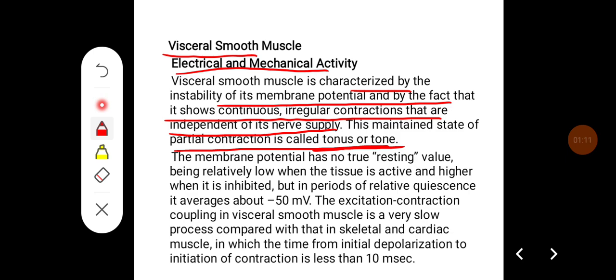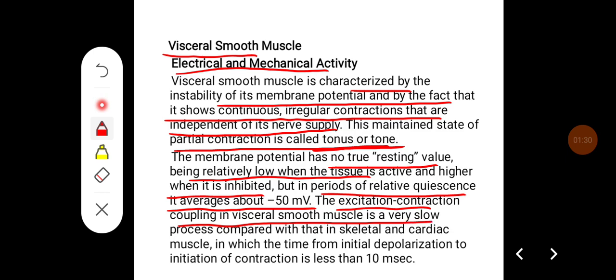The membrane potential has no true resting value, being relatively low when the tissue is active and higher when it is inhibited. But in periods of relative quiescence, it averages about minus 50 millivolts. The excitation contraction coupling in visceral smooth muscle is a very slow process compared with that in skeletal muscle and cardiac muscle, in which the time from the initial depolarization to initiation of contraction is less than 10 milliseconds.